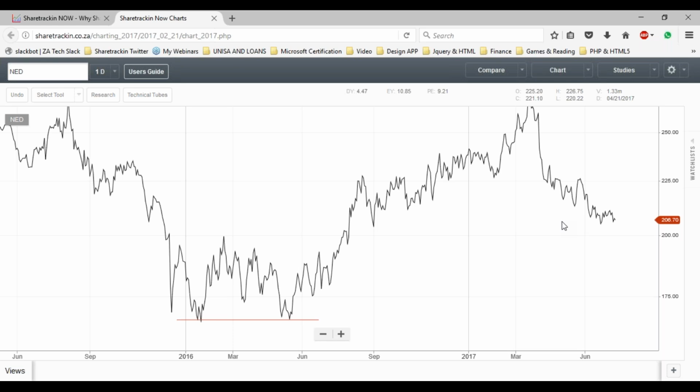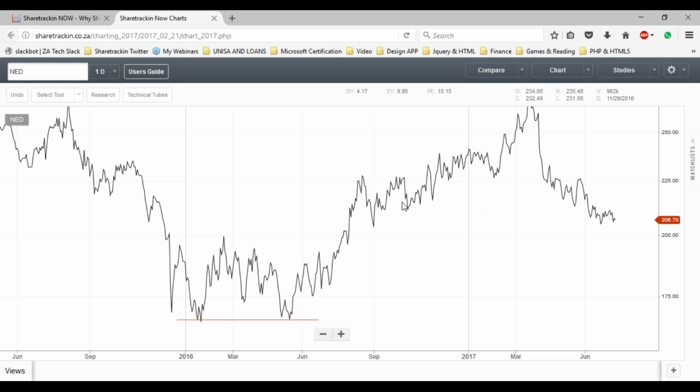Now, one key thing that I did mention last week was that shares move up and down because of people's perception of a specific stock and of the economy. We see those perceptions when we look at the chart.